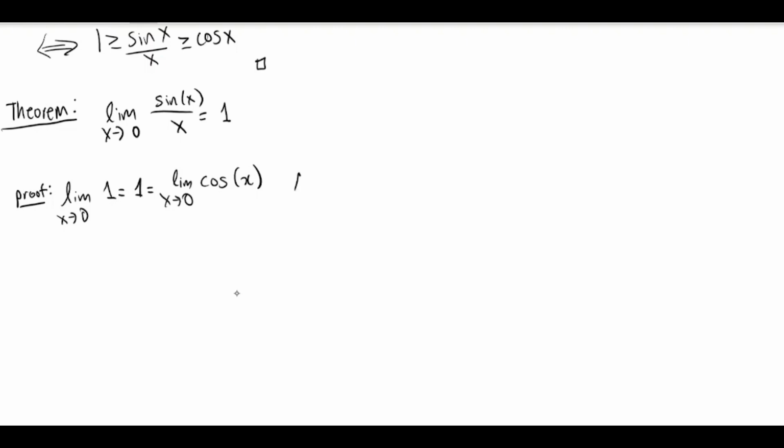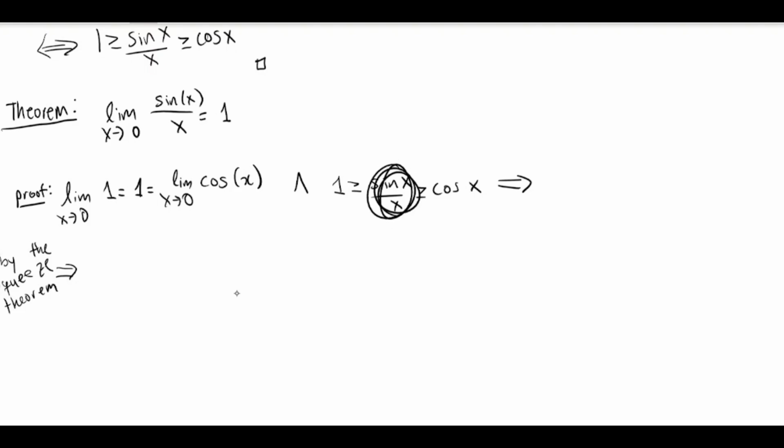And what else can we say? Well, we know from our lemma that locally at 0, this inequality holds true. So this means that by the squeeze theorem, what do we get? Well, we get the result that we were looking for, because we can figure out that since this function in the middle is being squeezed between these two, which have the same limit, the limit as x approaches 0 of sine of x over x must be equal to 1.